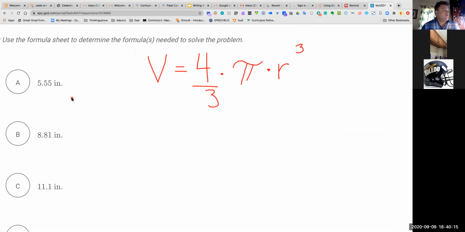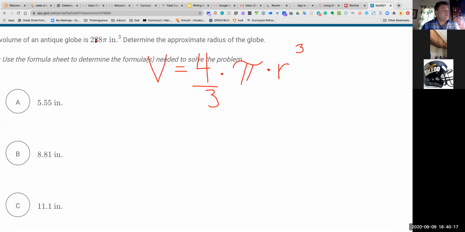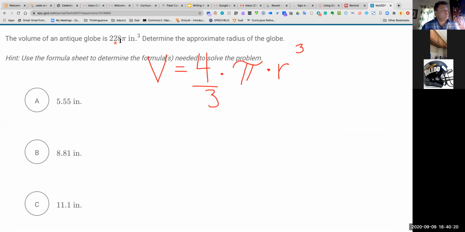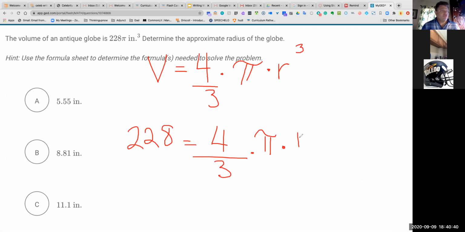Alrighty. They gave us the volume. The volume of this sphere thing is 228. So I'm just going to plug in what we have. 228 equals 4/3 times pi times a certain number times itself 3 times. We want to get this number by itself the best we can.